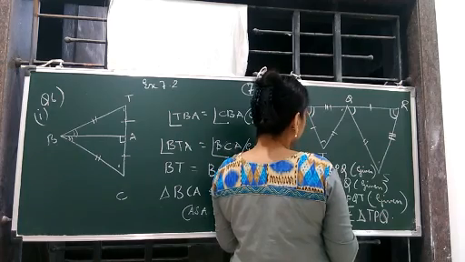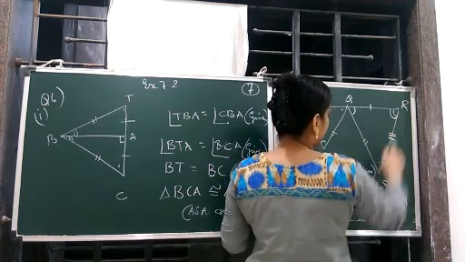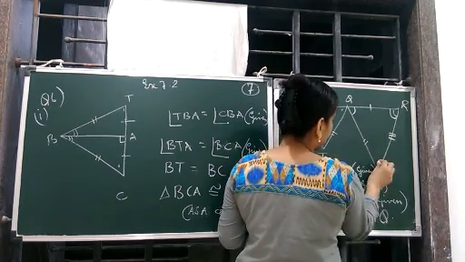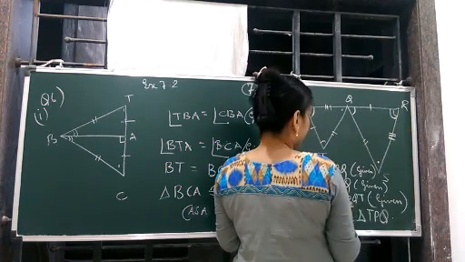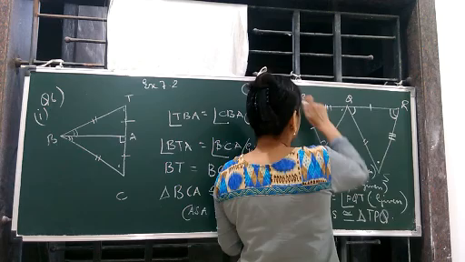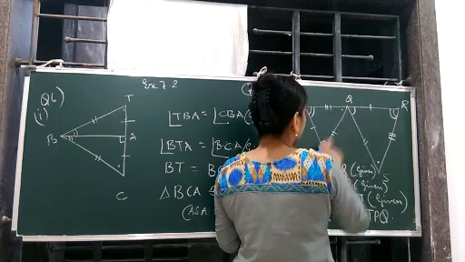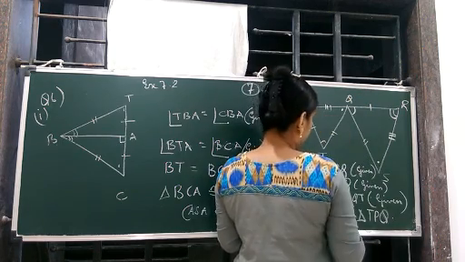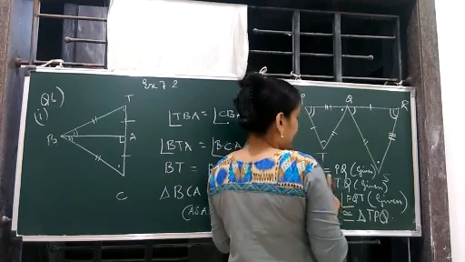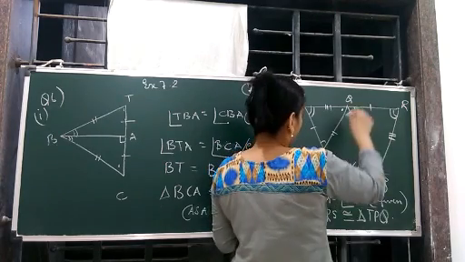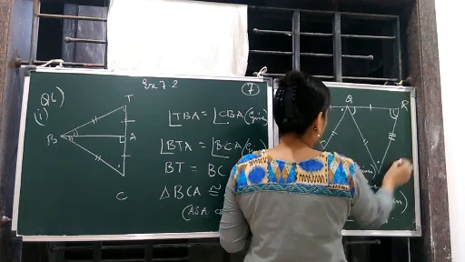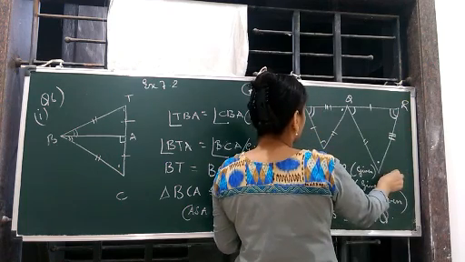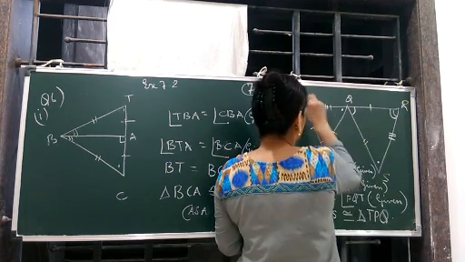Then angle RSQ. Can you see this dot? Angle RSQ is congruent to PQT. Here, this dot. So these angles are given, that means they are equal. So triangle QRS is congruent to TPQ.